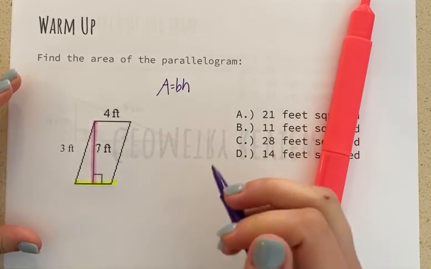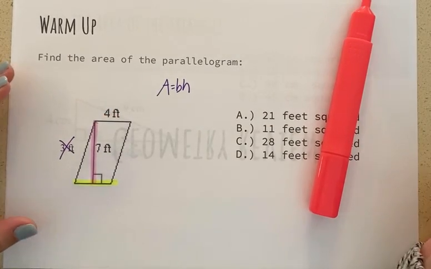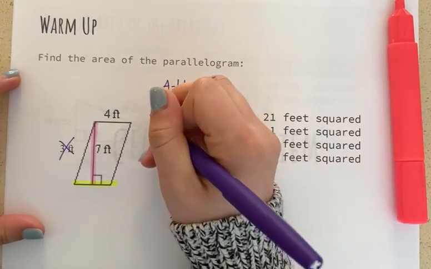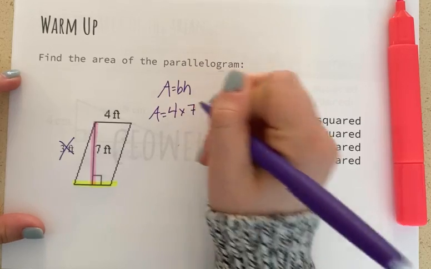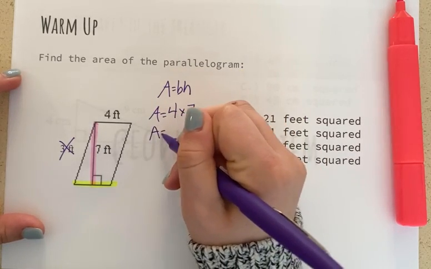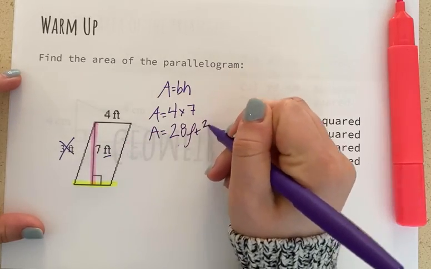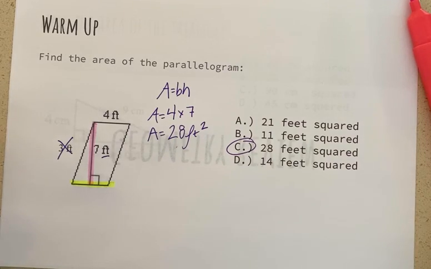So by doing that, I realized that this 3 feet right here is extra information, so I can just cross it out. So now I'm going to substitute in: area equals 4 times 7. So the area equals 28 feet squared. So answer choice C is correct.